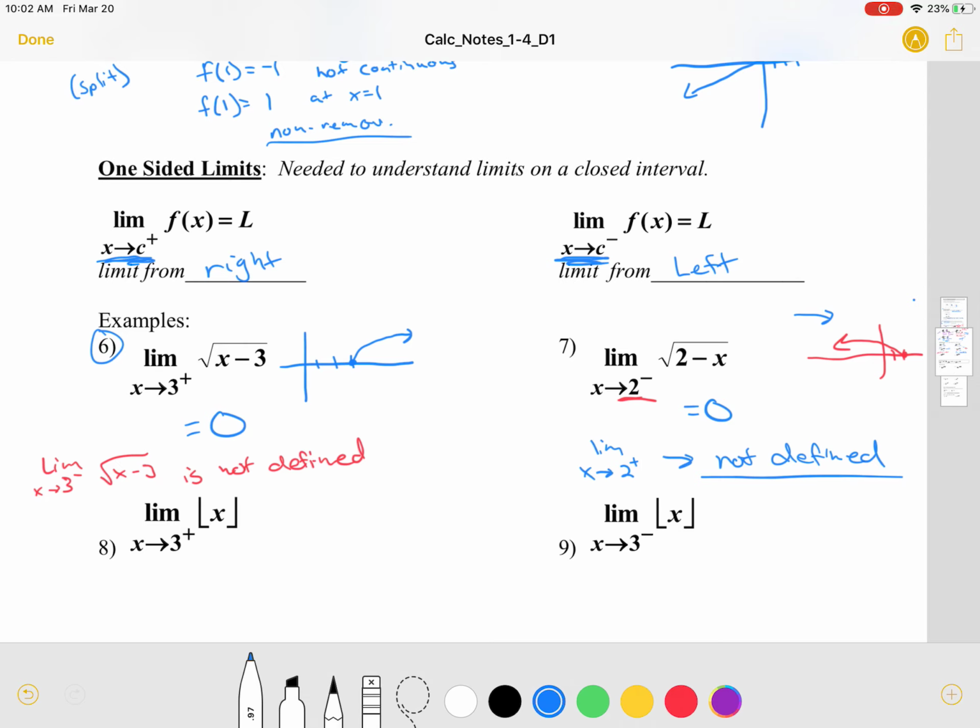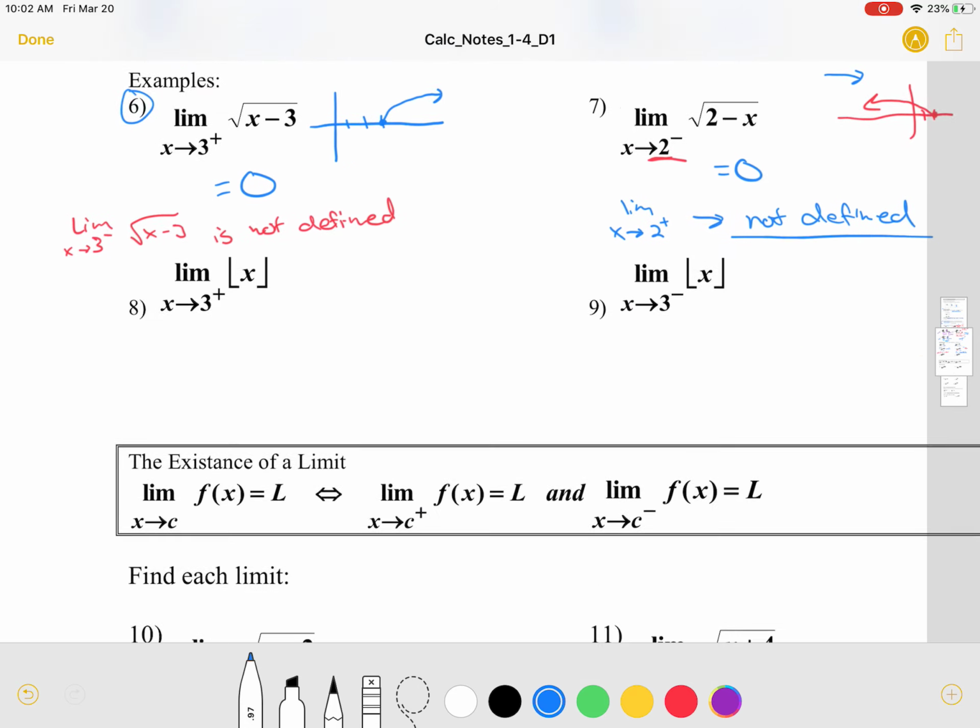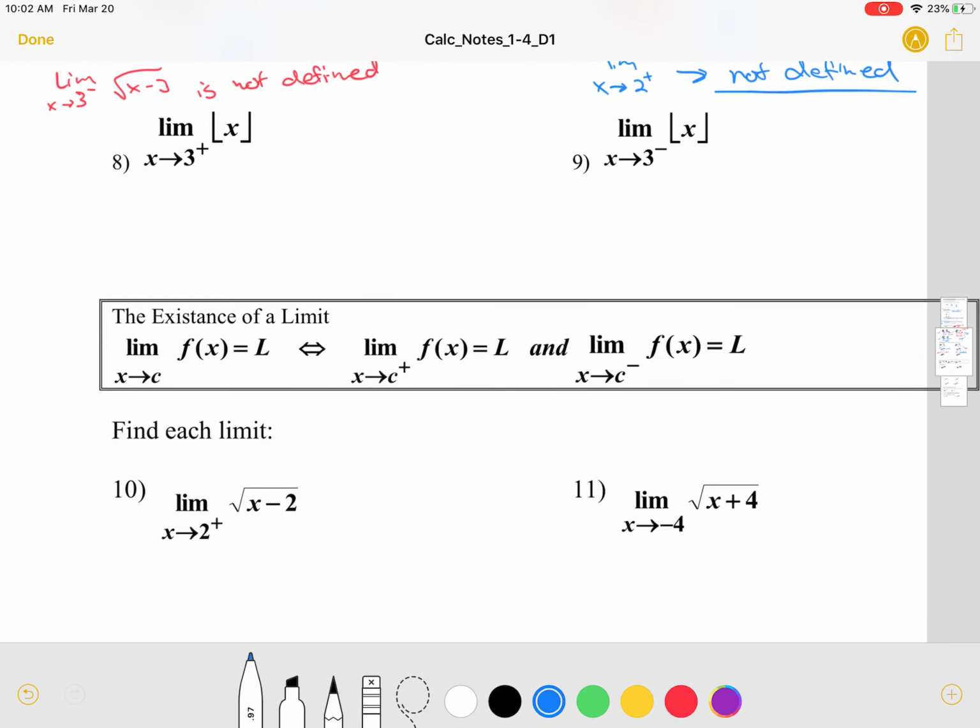All right, moving on to 8. We've got the limit as x goes to 3 from the positive side of the floor of x. This is where we're taking those little L's. You always round down. When you have it like that, that means we're always taking the lowest number. So if you had 3.5, you're taking it down to 3. If you had 4.2, you're taking it down to 4. If you had 5.9, you're taking it to 5. You always drop it to the lowest integer.